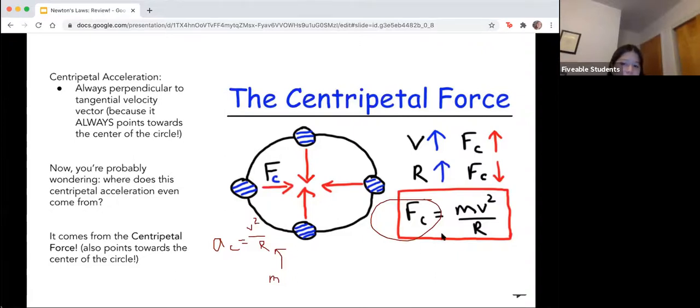Some people just memorize, oh yeah, centripetal force, mv squared over r. Where does that come from? Some people don't know, but it actually comes from Newton's second law. So everything's kind of connected, right? Centripetal force is a force. Therefore, if it's a force, it can follow the F equals ma equation, which is helpful. So everything's connected.